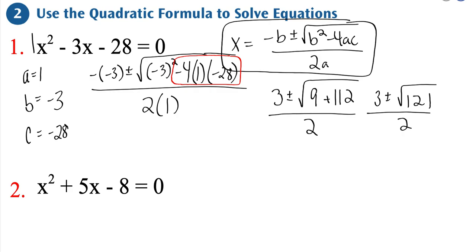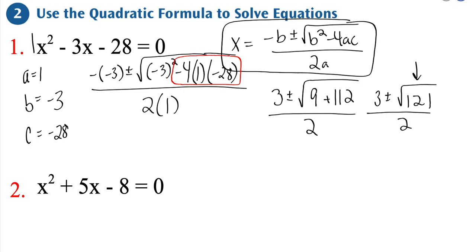And you can use your square root button if you don't know what the square root of 121 is. If it's a perfect square, like this is going to be, you want to write out the perfect square and get your two answers. If it's not a perfect square, like we got in previous questions, you want to simplify it down and you'll get to leave it.